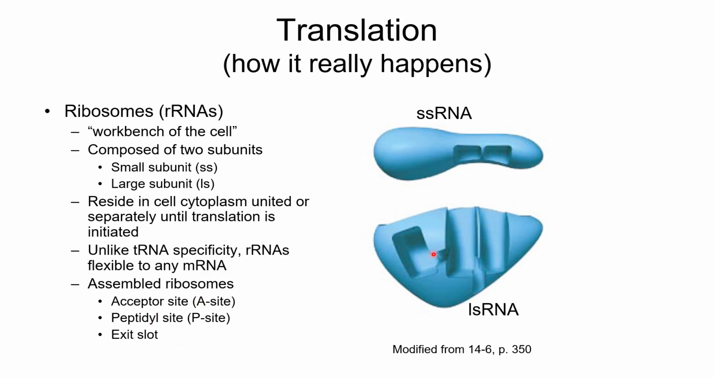There's a couple spots on here we should be familiar with. We have the A site, which is short for the acceptor site. This is where the tRNA will first enter into the ribosome. We have the P site, or the peptidyl site. This is the site in which the polypeptide chain is elongated. And then we have the exit site. This is where the tRNA will leave once it has donated its amino acid.